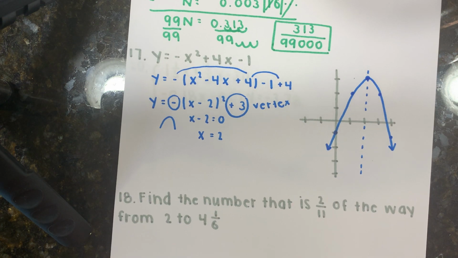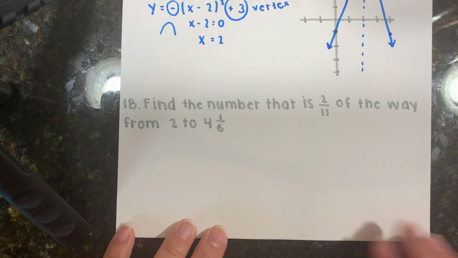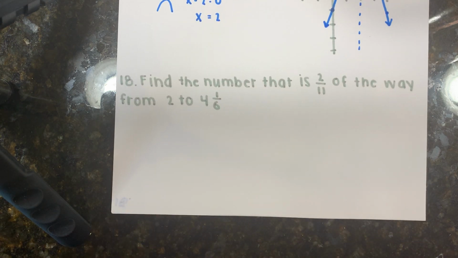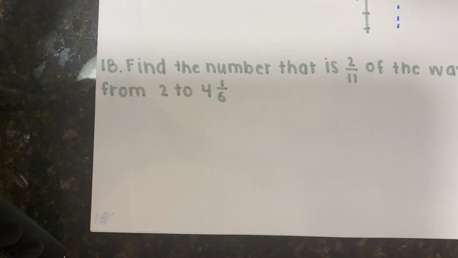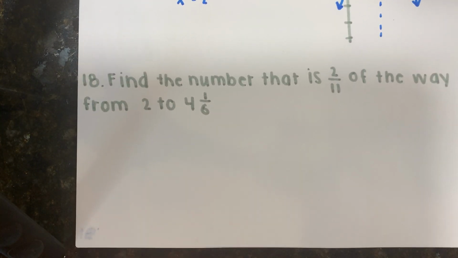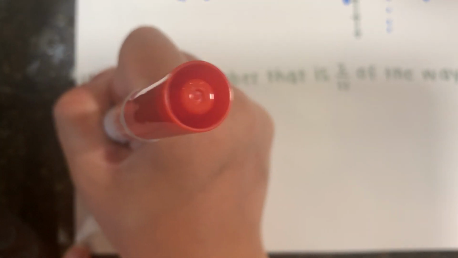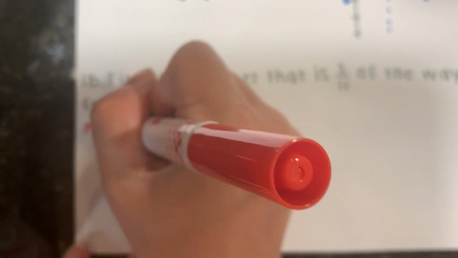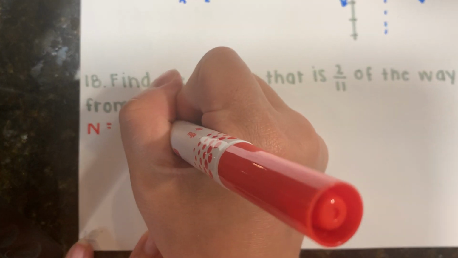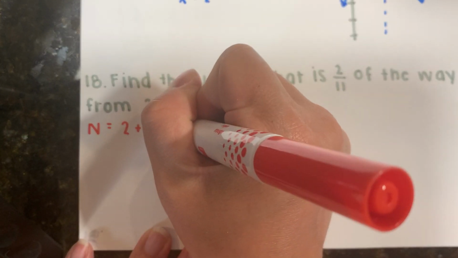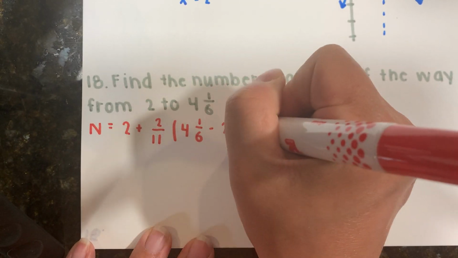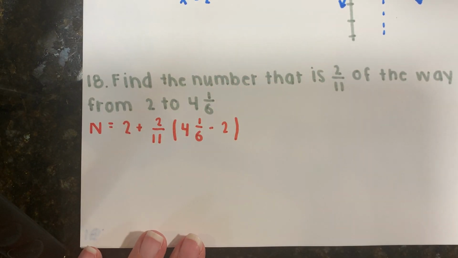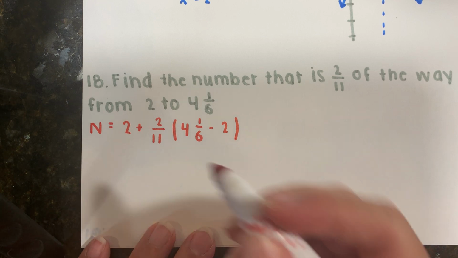Now for number 18, I don't have a ton of space, so I'm going to try and squeeze this in here. So I'm sorry if my handwriting gets a little bit small. I'll try and zoom it in here. So find the number that's 2/11ths of the way from 2 to 4 and 1/6. This is going to be n is equal to the first number, 2, plus the fraction 2/11ths times 4 and 1/6 minus 2.